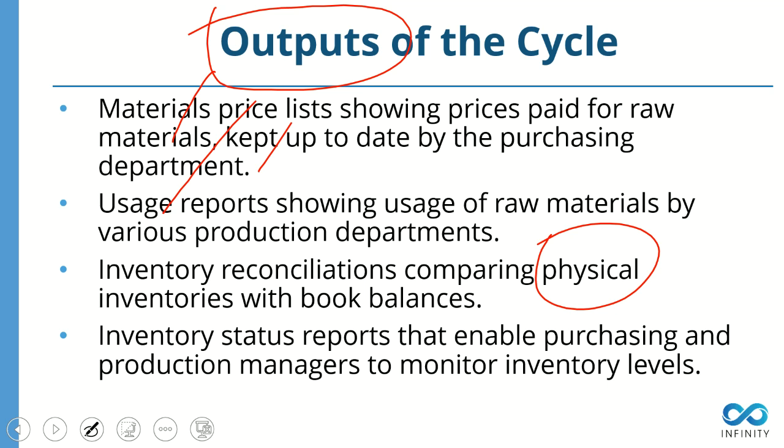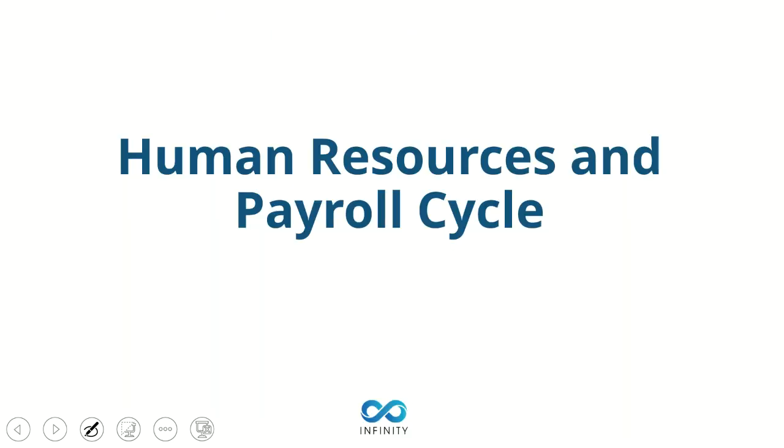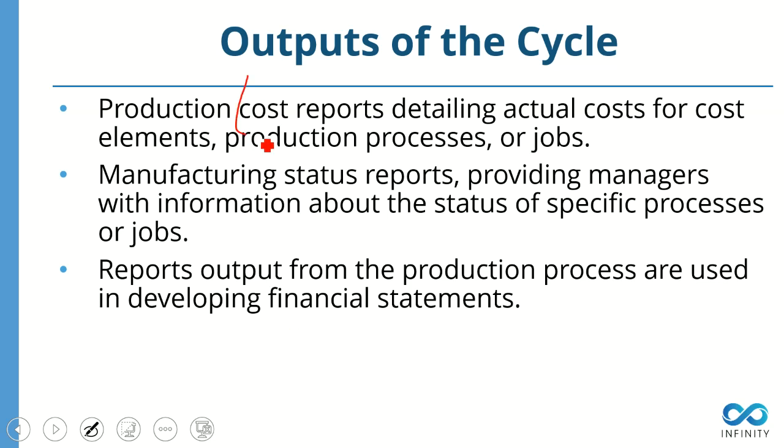And also inventory status reports, like how many units I have and how many units we need to reach our desired level of production. All that information you can get from an AIS when we use it for production. Also, production cost report. So what is the actual cost of the production that you can get from this AIS report?